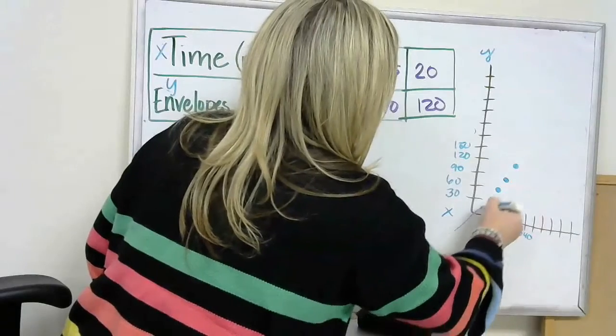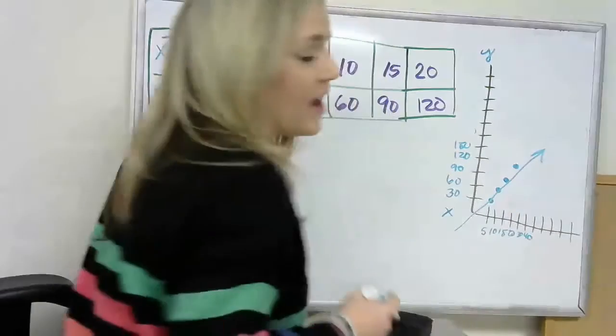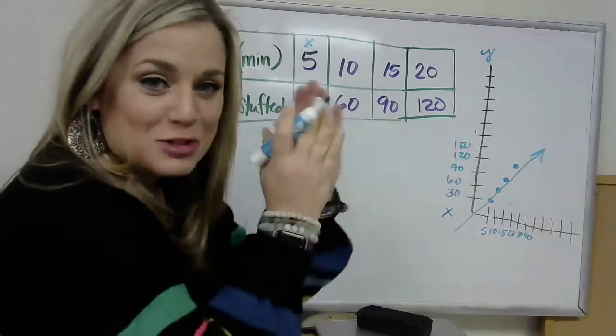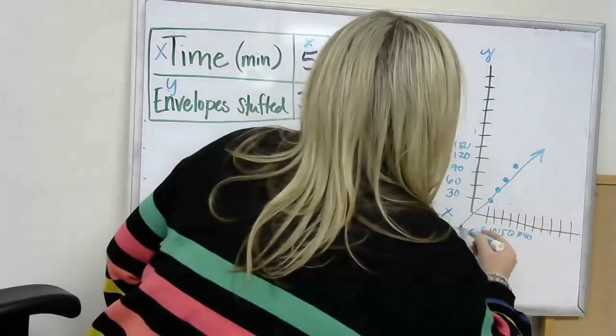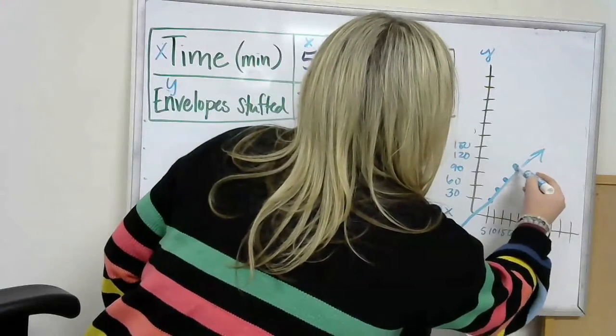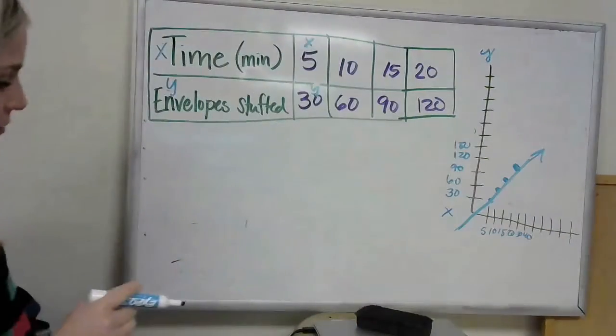Now, when I connect these, if I had a really good steady hand, that would be a straight line. This is a straight line. Okay? So we got to figure out the slope.